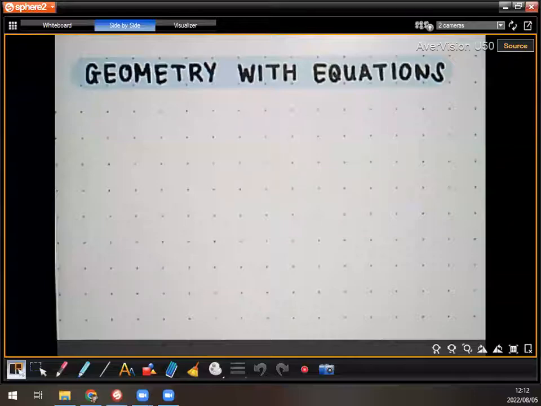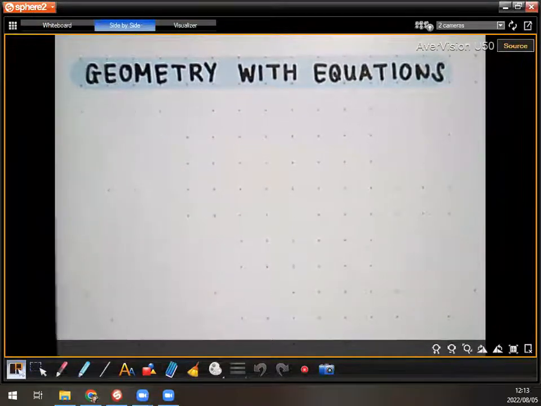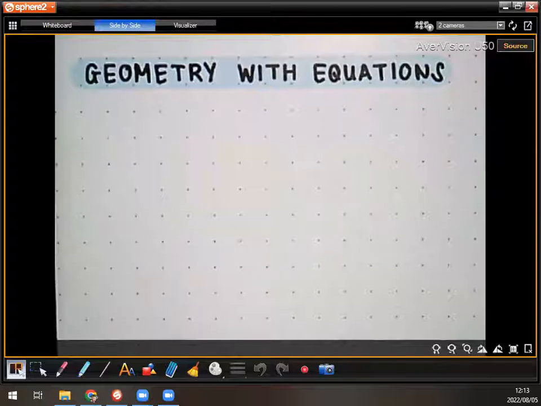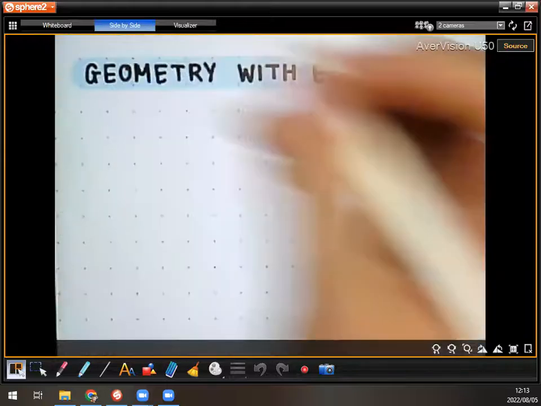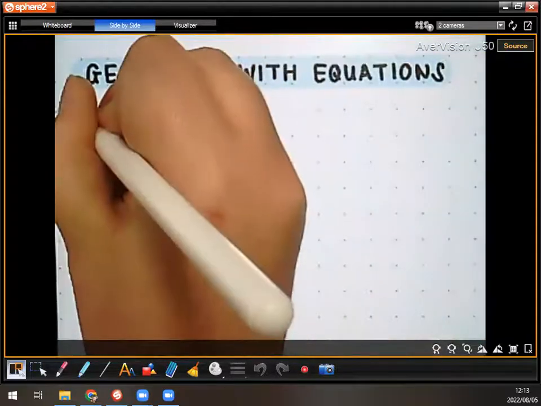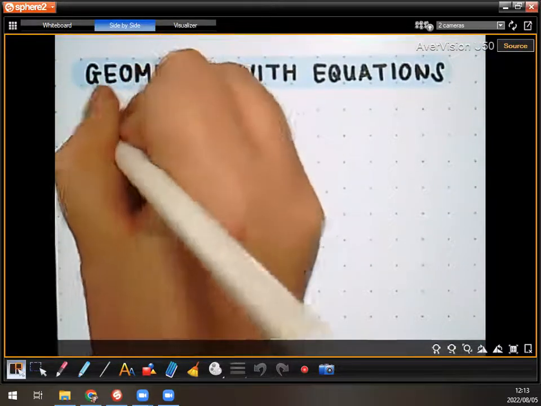Okay, geometry with equations. I'm going to do a few examples. Basically, what's going to happen now is it's going to be a geometry question, but in order to find an angle or a variable, you're going to have to set up and solve an equation. It sounds very complicated, but it's actually not that bad. It's just going to take some practice. Let's just write examples.